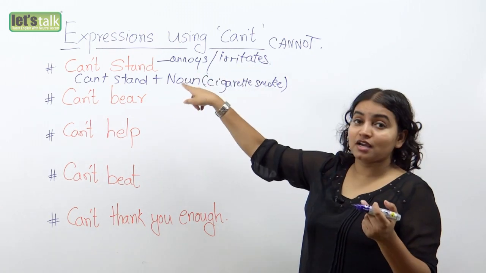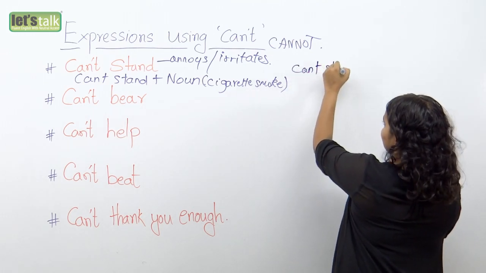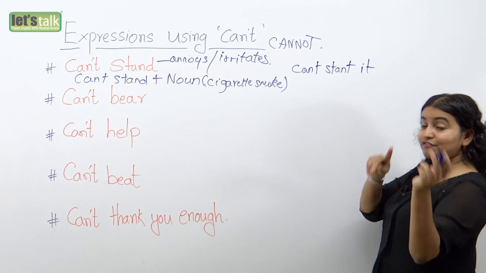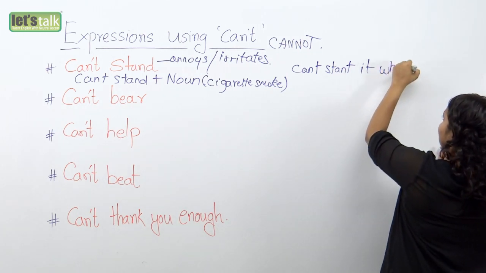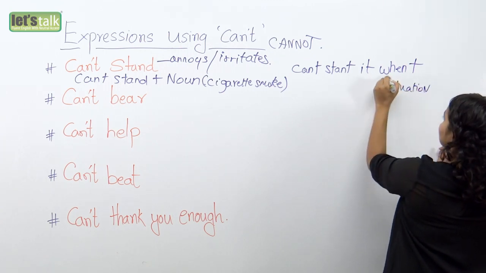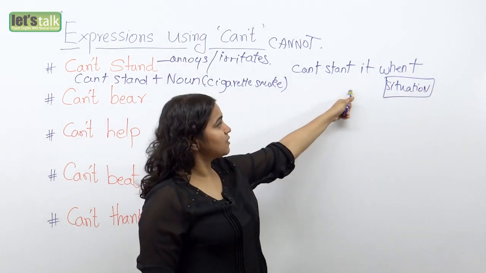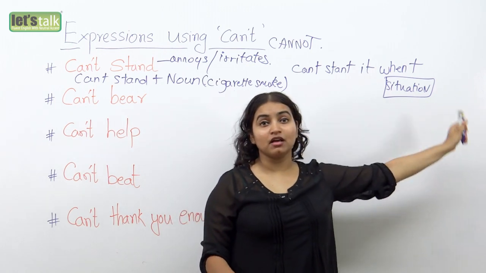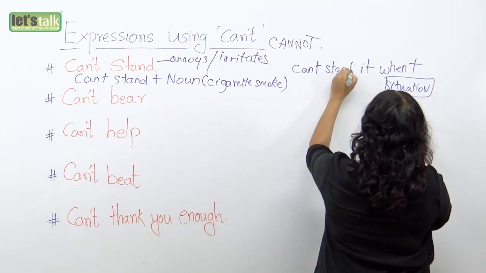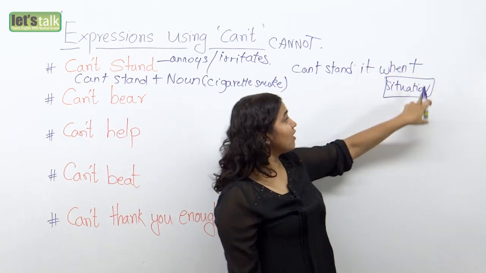The other way of using can't stand is when you use can't stand followed by it, which is again followed by when, plus any situation that you want to talk about. So you can say something like, I can't stand it when I have to wait in line for the bus. So I've used the word can't stand followed by the word it, followed by another word called when, and then I put in a situation.